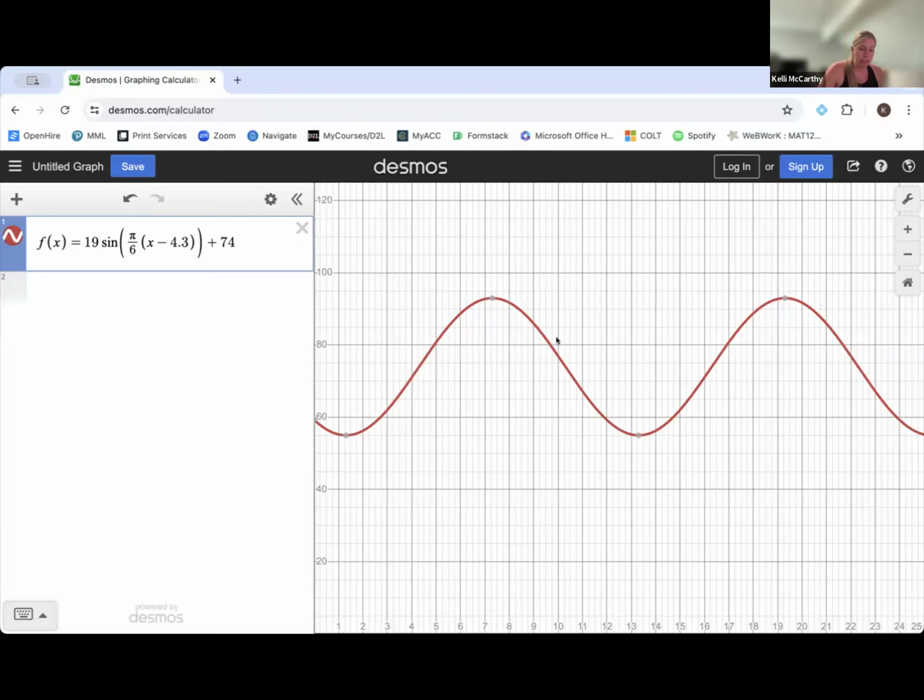And then what would the approximation be for the average annual temperature in Phoenix? When we're talking about the average annual temperature, what we're really talking about is the midline. Now, we don't need to use the graph to view the midline. The midline is given by that value added or subtracted from the function in the equation. So it's that plus 74.